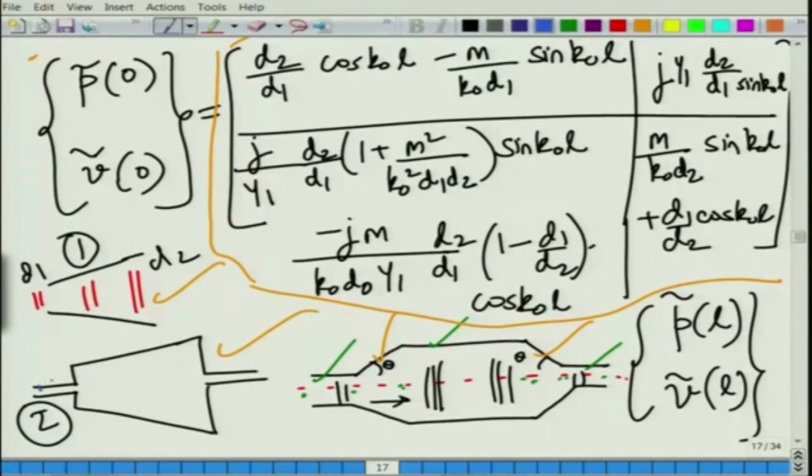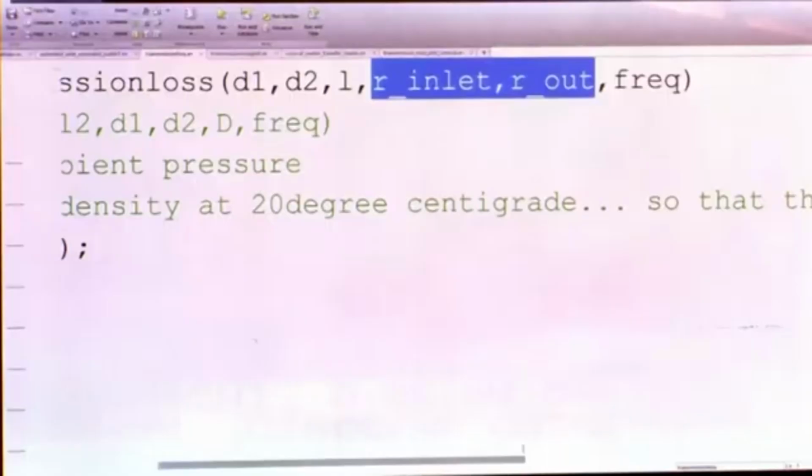It can be something like this, like I mentioned here. If this is R inlet and this is R outlet, but if they are the same, that is to say, if you have a duct like this, then R inlet and R1 would be the same, and R outlet and R2 will be the same value. So, basically by cleverly choosing these values, we can analyze both configurations using the same code.